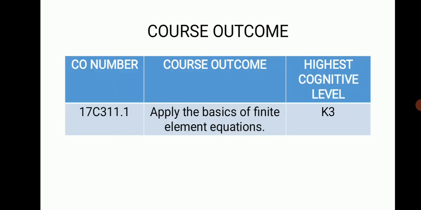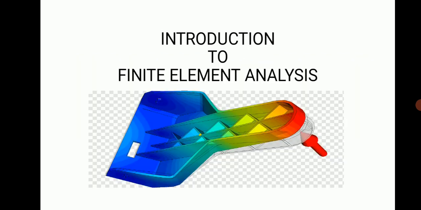So next we want to see the course outcome of Unit 1. After successful completion of Unit 1, the students will be able to apply the basics of finite element equations. And the highest cognitive level given for this Unit 1 is K3, that is the applying level. So in this video, we are going to discuss the introduction to finite element analysis and the basic steps of finite element analysis.